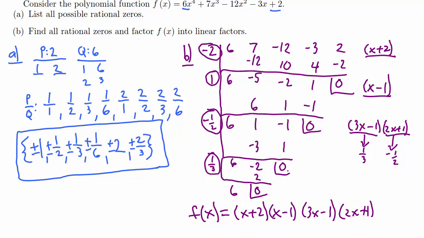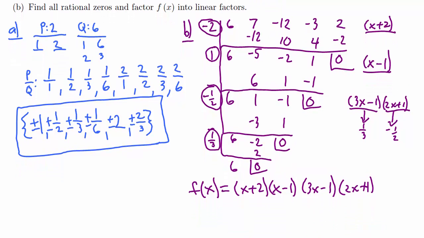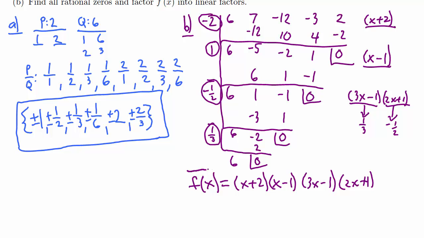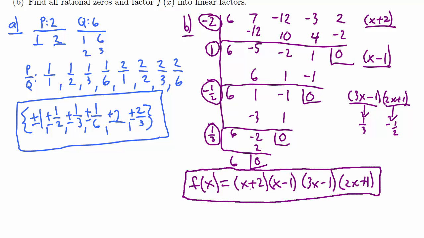Let me do that a little bit better here. There we go. But there's another way of doing this. Now, yes, negative 2 gives me x plus 2. 1 gives me x minus 1. But negative 1/2 means x plus 1/2. And 1/3 means x minus 1/3.